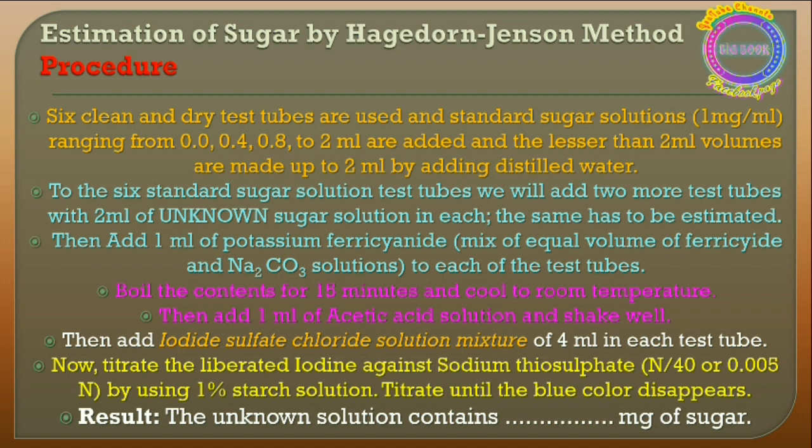So here, as I have already mentioned, the sodium thiosulfate that has been used can have a normality of N by 40, or 0.005, or 1 normal, or 0.1 normal. As per the requirement, the normality has been considered. Here we are going to titrate the liberated iodine against the sodium thiosulfate by using 1% starch solution. Titrate until the blue color disappears.